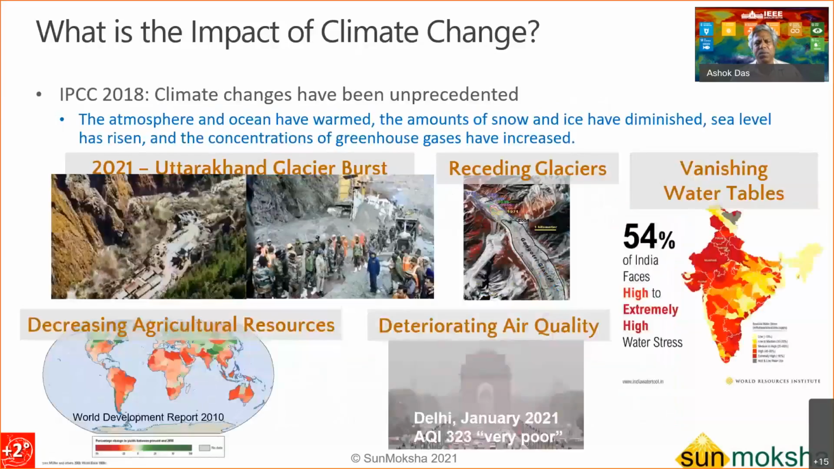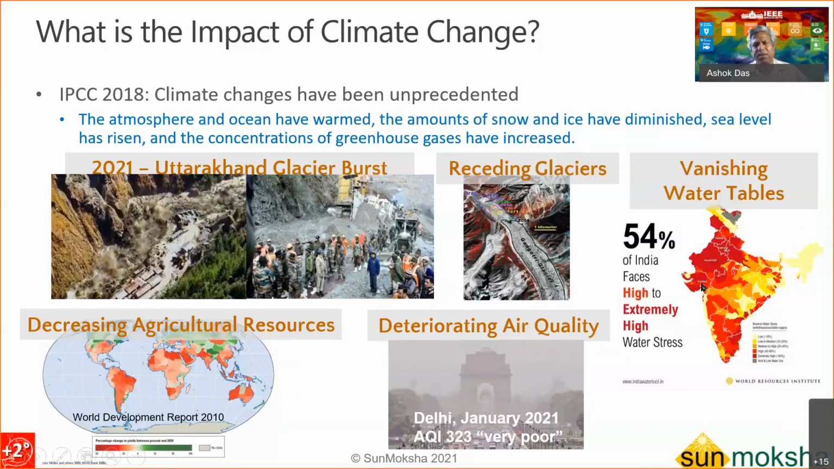What will happen? Essentially, we have already started seeing many instances of this climate change, whether it is the glacier melts, whether the glacier bursts. We are already seeing a lot of water depletion even in the rivers. Many rivers are drying because the glaciers are receding. The agricultural resources are also decreasing. We all know and have seen the air quality of Delhi. Every year it is the same repeat cycle.